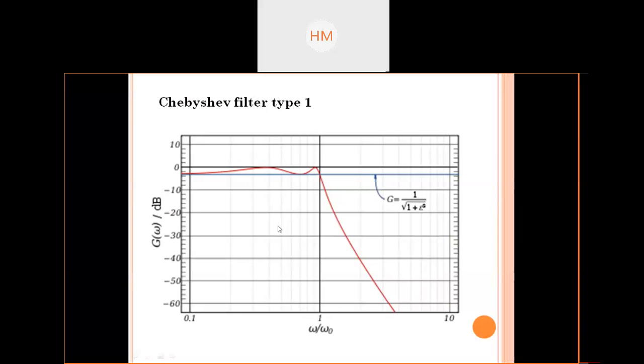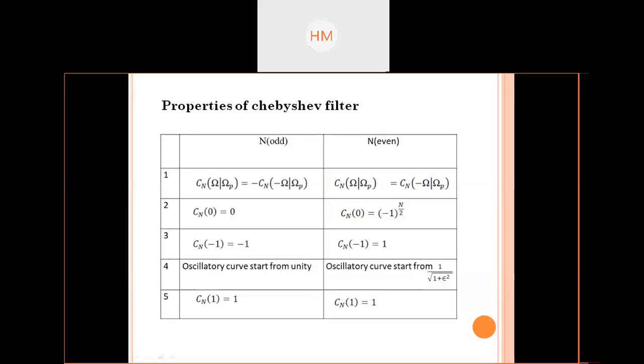So see, this kind of response you will get for Chebyshev filter type 1. Here you will get some ripples in the passband. Stop band is clear, no ripples. And as I increase the order, I will get a graph close to my ideal frequency response. That's it. These are the properties of the Chebyshev filter.